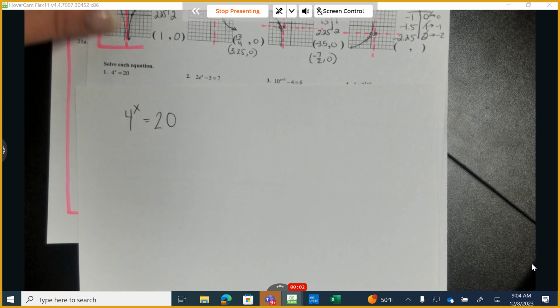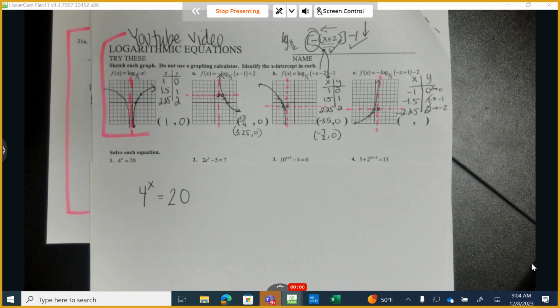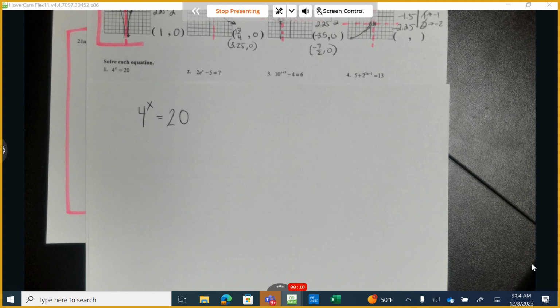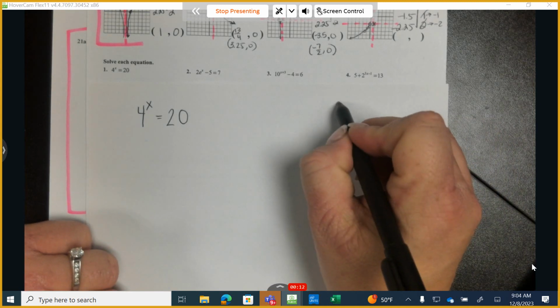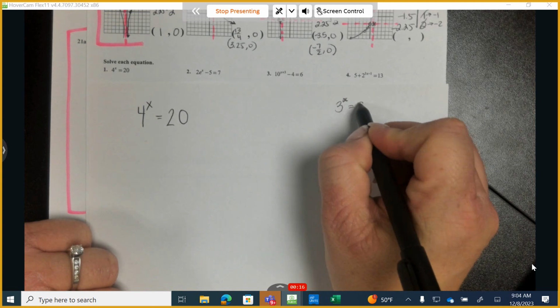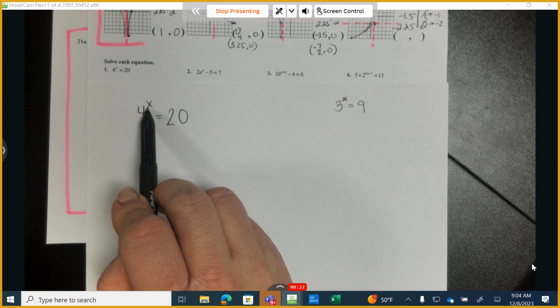In this video, I'm going to do the try these problems from lesson 4, logarithmic equations. And we're going to learn, why do we even learn about logs? For example, if I gave you 3 to the x equals 9, we wouldn't have to use logs. We know 3 squared is 9. But we don't know the exact answer.